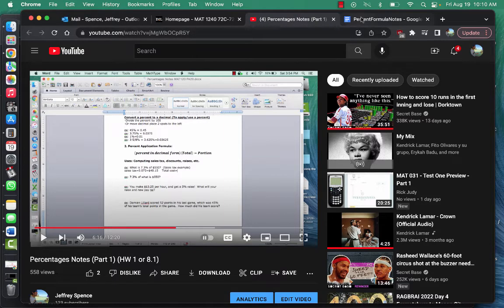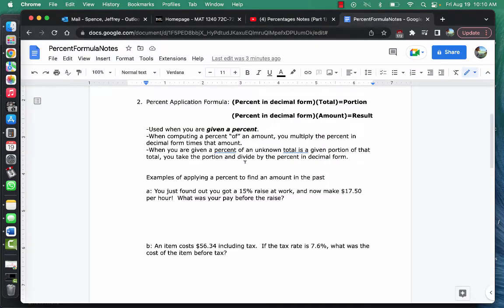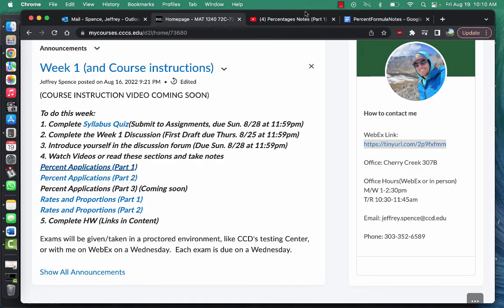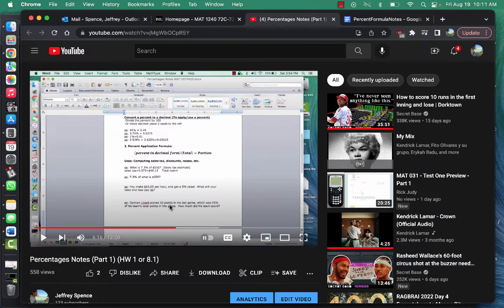But the examples that I'm going to do here are a little bit different and a little bit more complicated, because they're similar to the Damian Lillard example that you saw in that first video, where I'm going to take a percent of an unknown amount and I know the result. So I'm going to have to do a little algebra to solve.